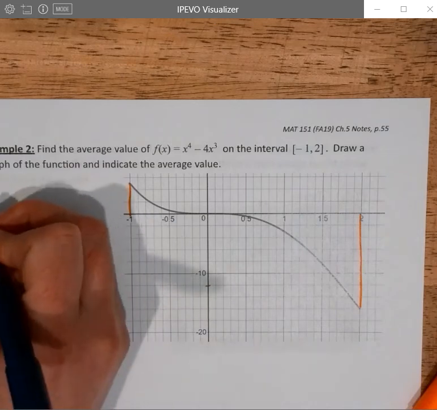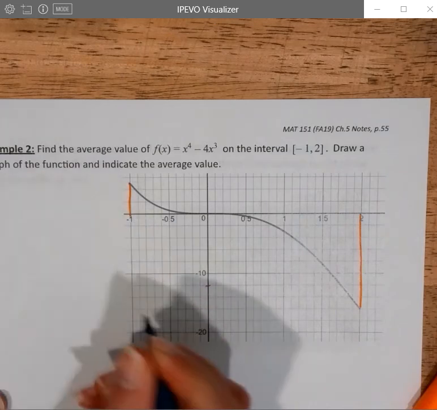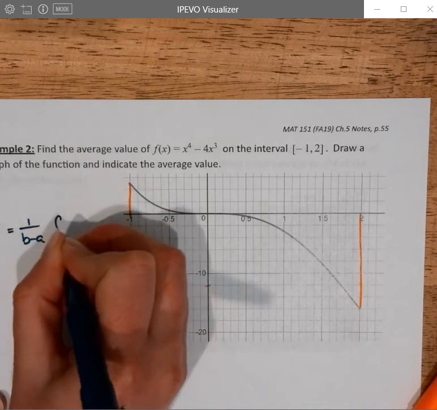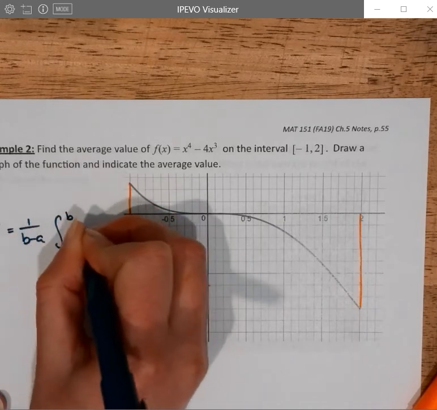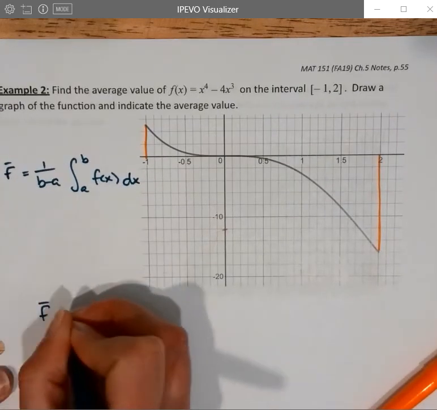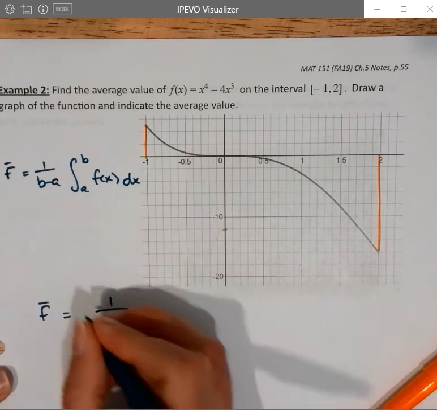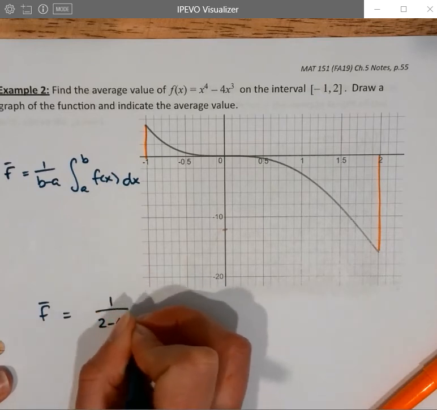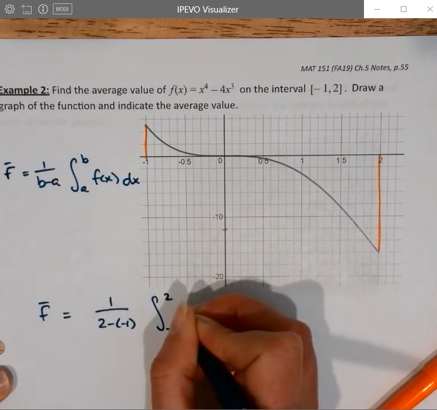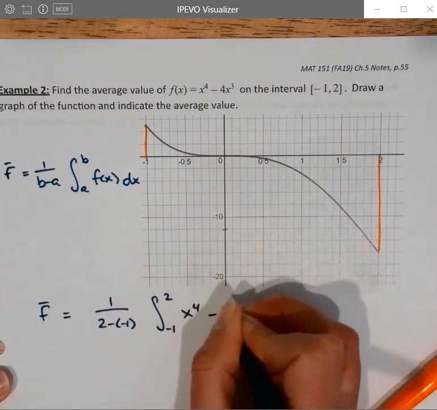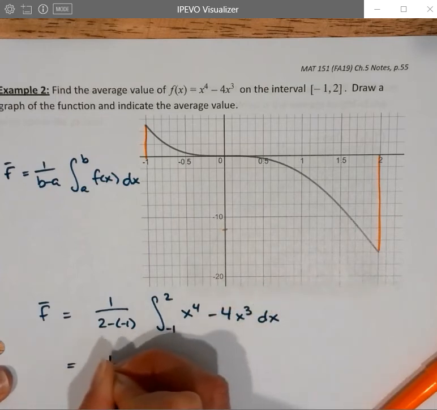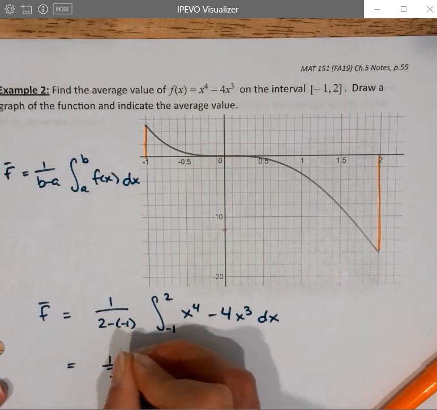So the first thing I need for f bar is 1 over b minus a times the integral from a to b of f of x dx. So I'm going to actually write it down here so I have more space. So 1 over b minus a, so that's 2 minus -1, times the integral from a to b, so from -1 to 2, of x to the 4th minus 4x to the 3rd dx. So I have 1/3. Now I can do the integral.